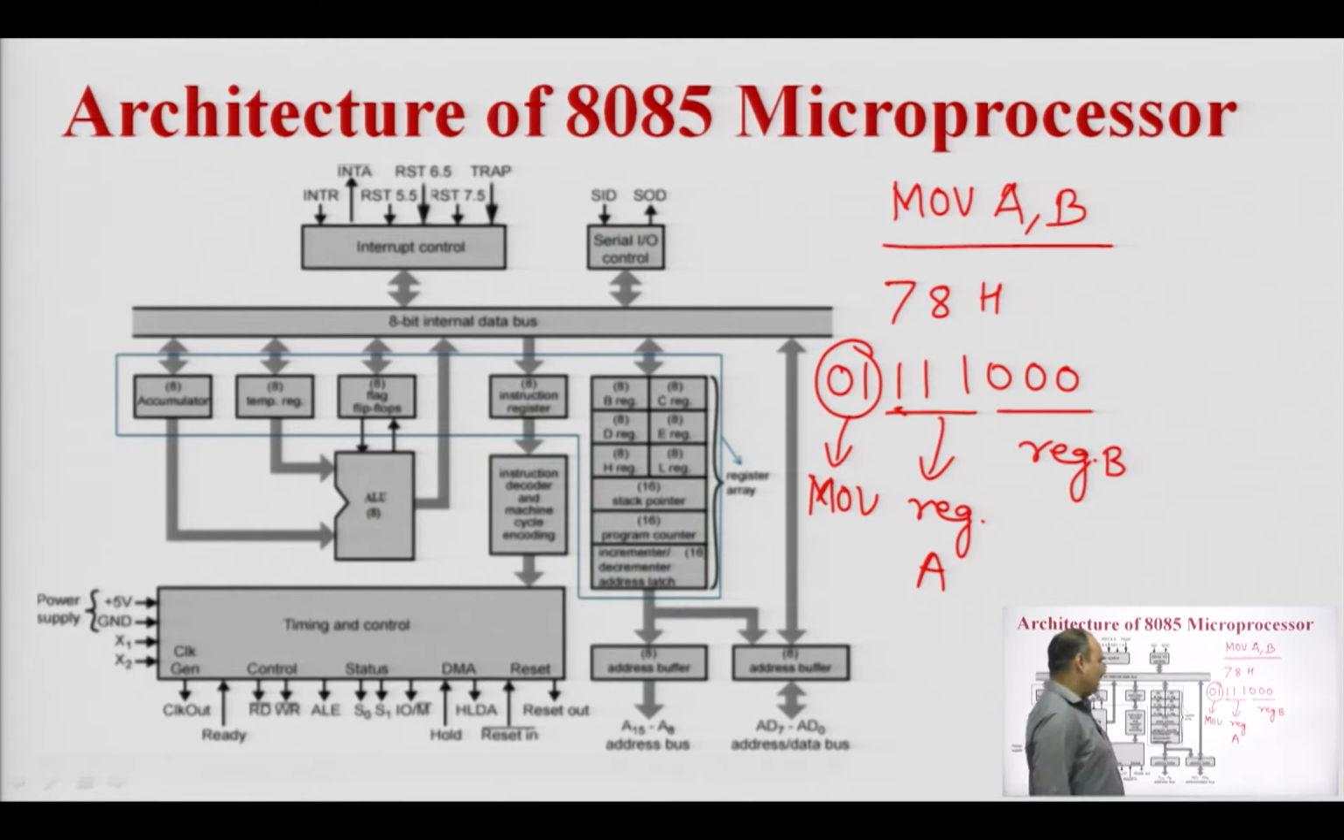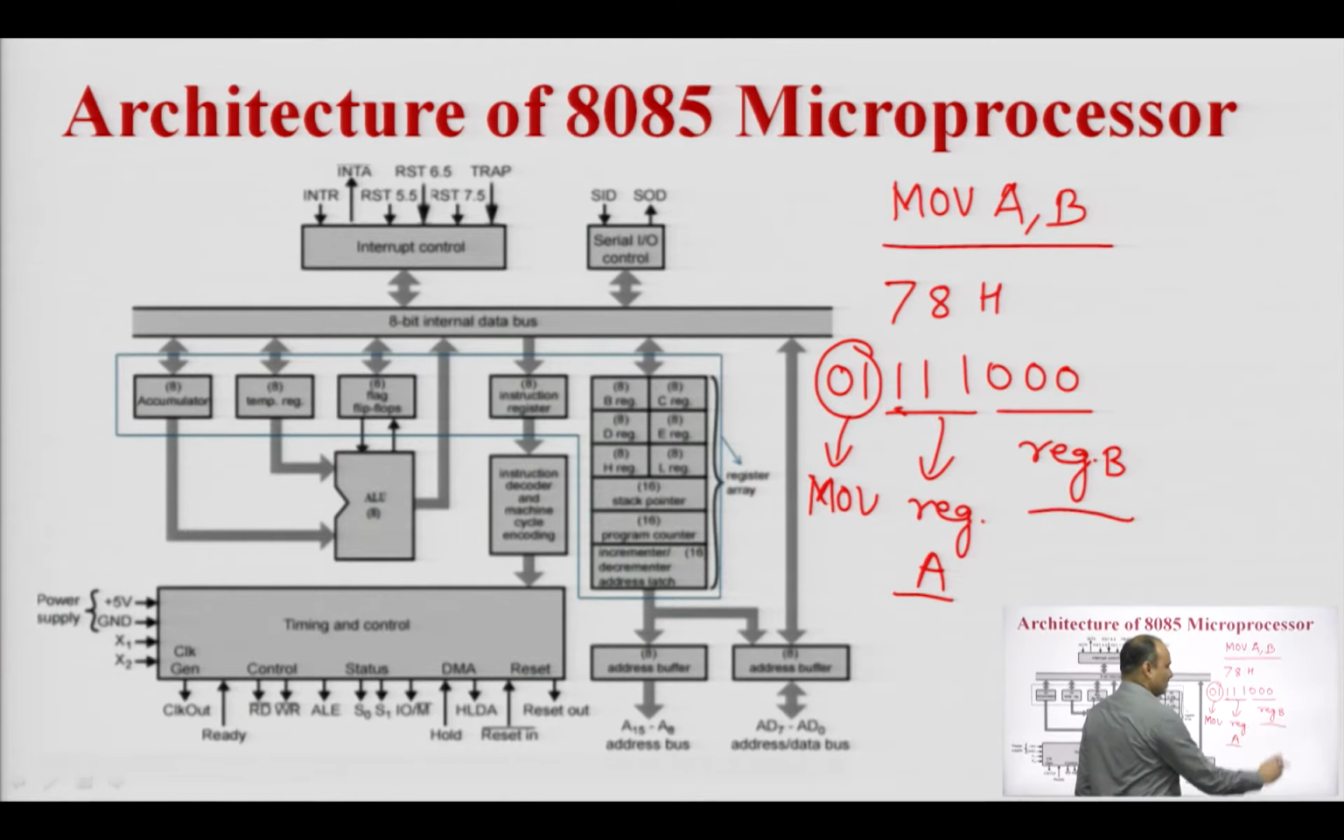So, with the help of this decoded information, the microprocessor understands that it will perform the MOV A, B operation with the help of register A, which is the accumulator, and register B. In this particular operation, the B register acts as the source register and the A register acts as the destination register. Whenever the microprocessor executes this instruction, it will transfer the content of the B register into the accumulator register.